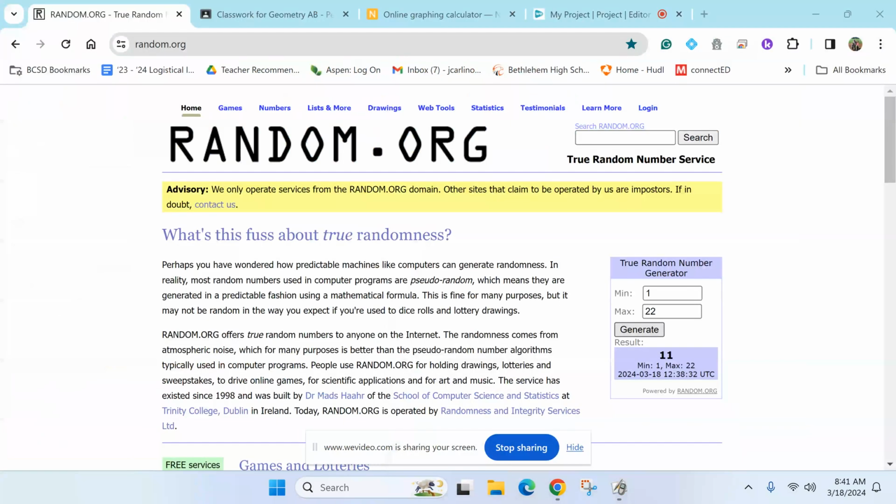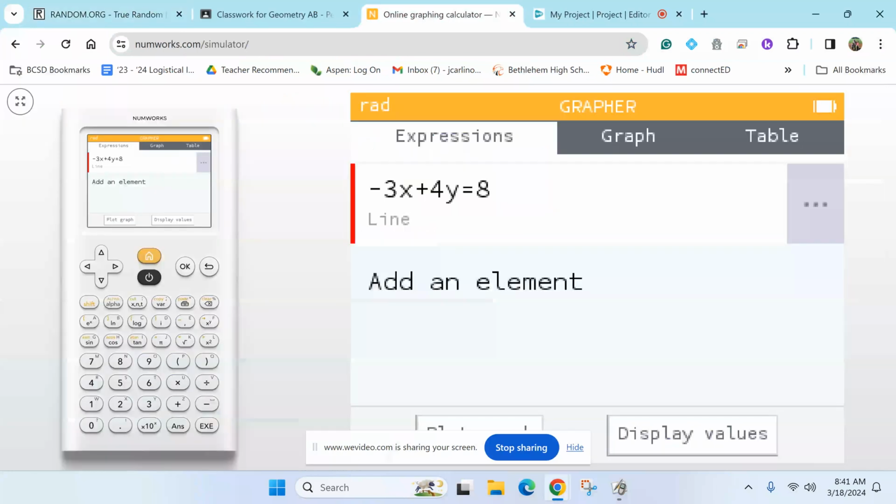So I go to my calculator. Let's graph it. I go to grapher. Negative 3x plus 4y equals 8. I first want to check, is the center of dilation on the line? Because if it is, this is an easy problem for me. It just remains the same line. So I type in negative 3x plus 4y equals 8.